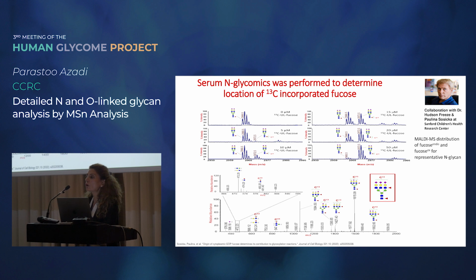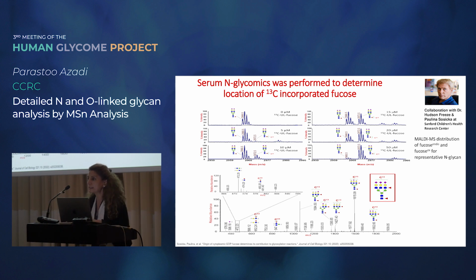Or the cells can do de novo synthesis of these using either glucose or mannose, for example. So is there one big bag of all these going into one pool, or is there a difference in where the fucose ends up depending on how it gets to the cells?